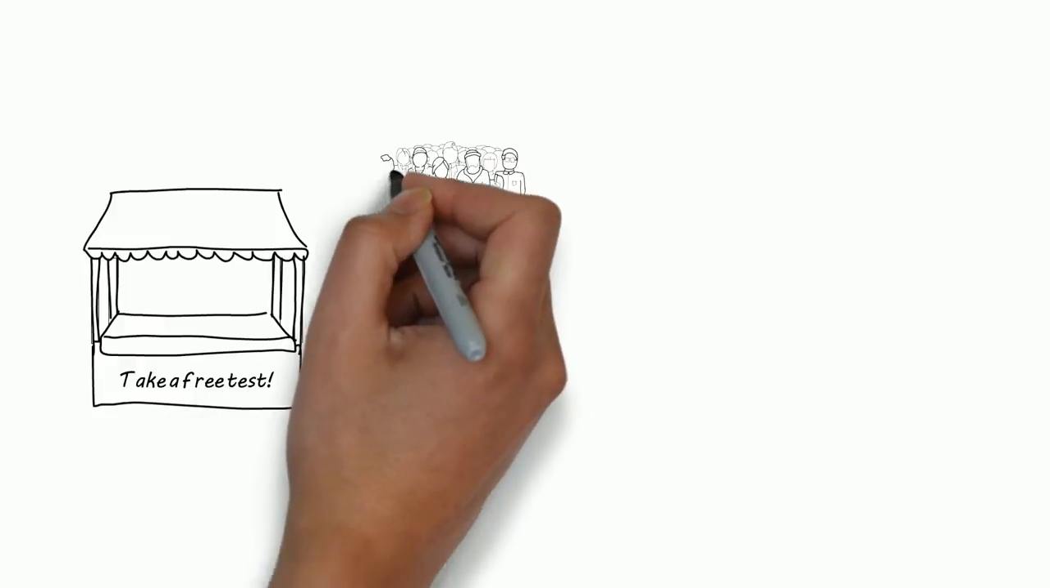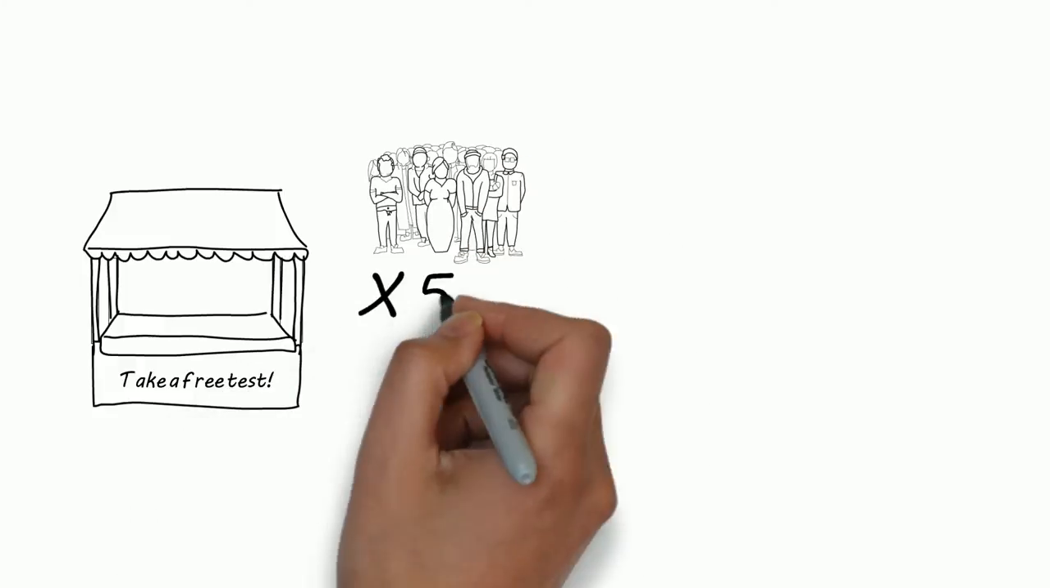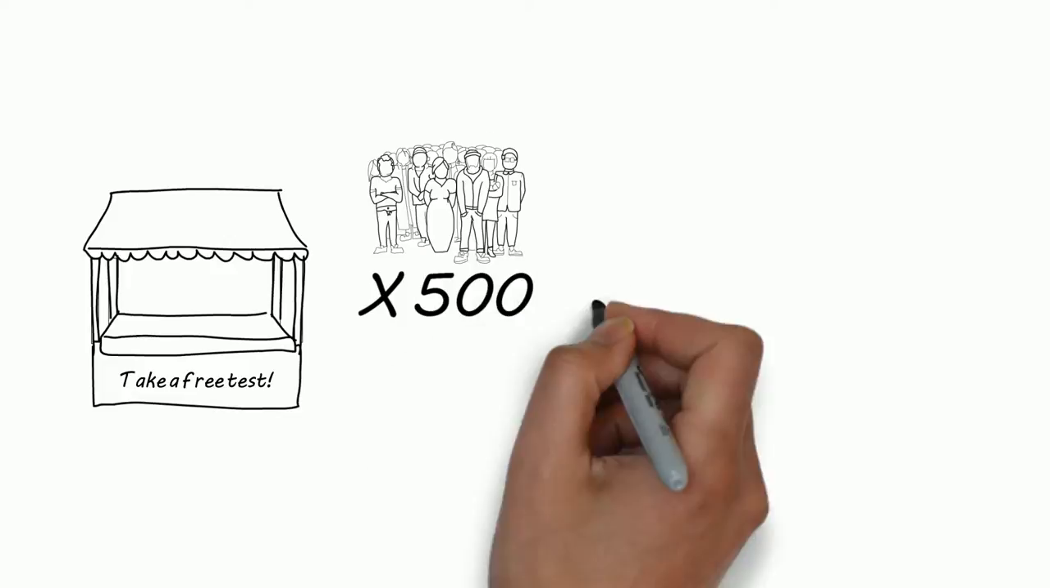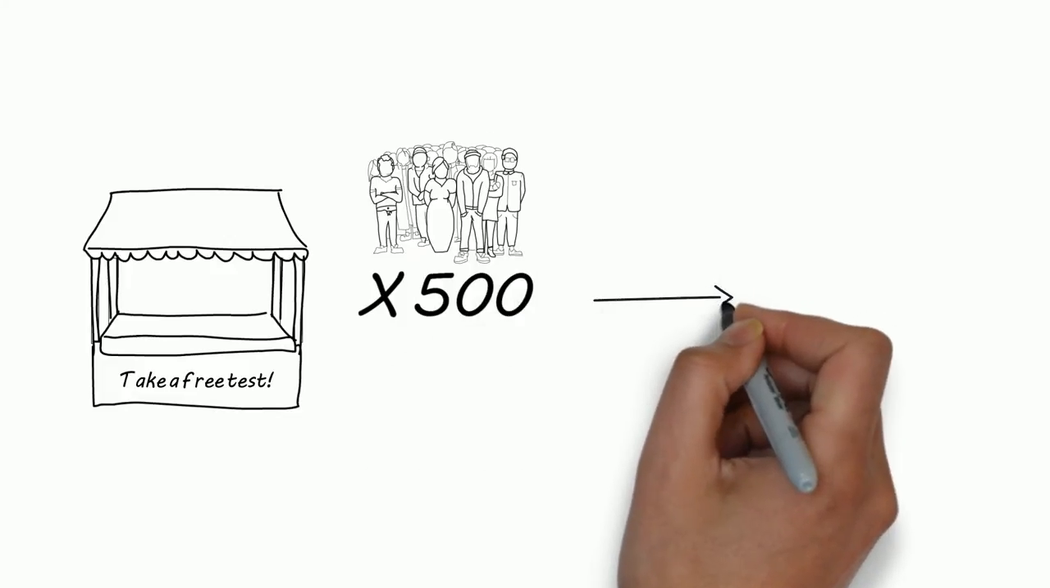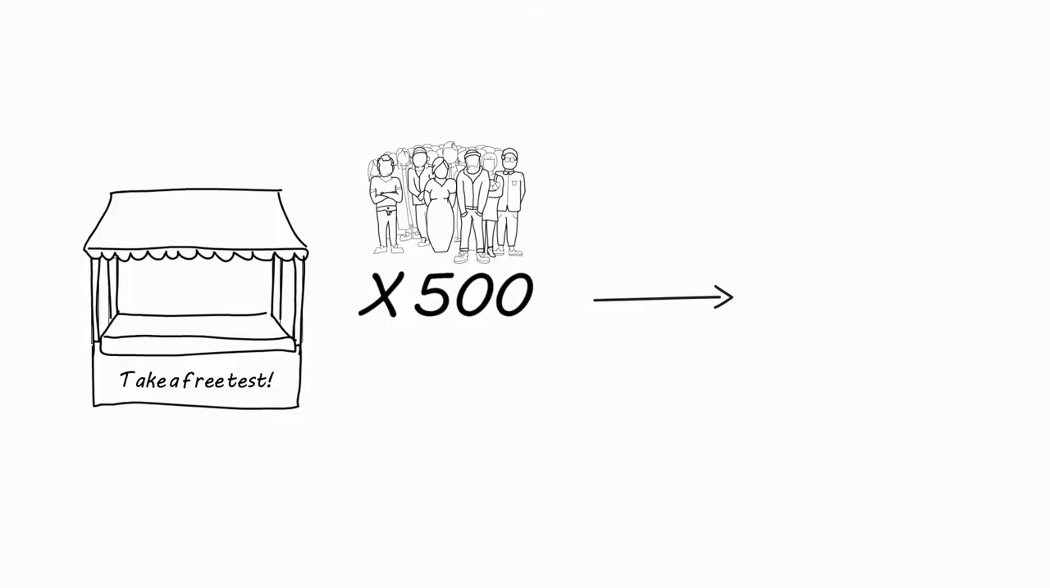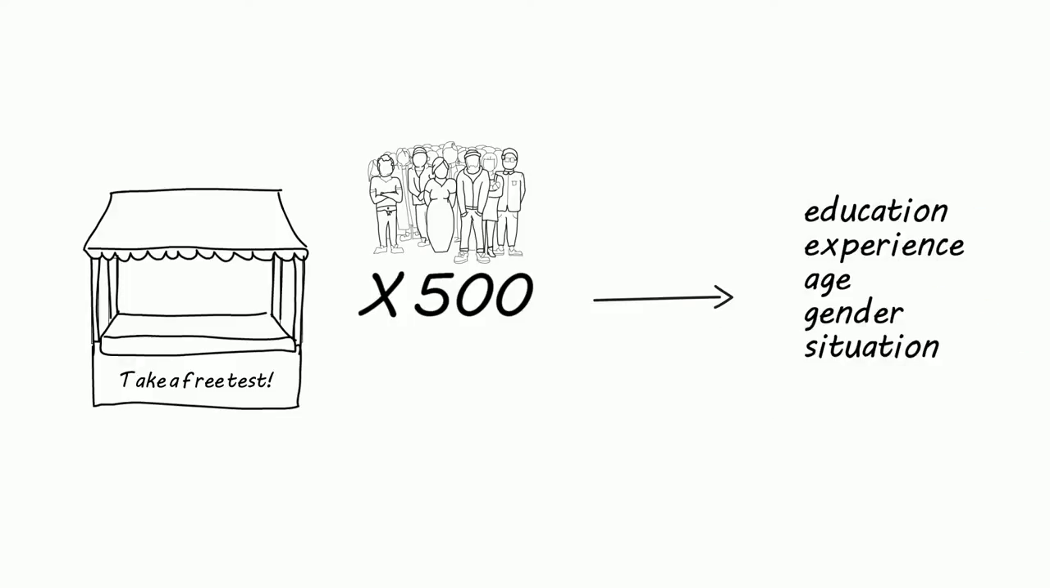We ask several hundred people to fill in a questionnaire and categorize them based on their education level, experience, age, gender, and the reason that they took the test. Each of these categories represents a separate norm group, so when we calculate your scores, one of the pieces of information in your report is a description of who was in that norm group.